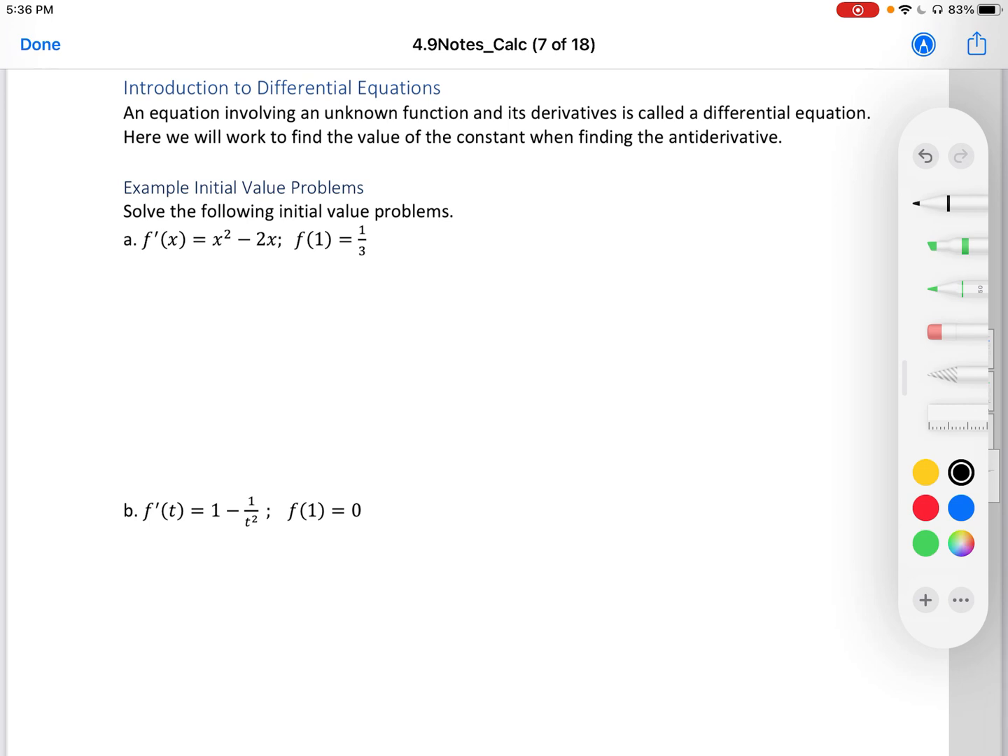All right, next we have Introduction to Differential Equations. This is a fun class when you take it in the future. Differential equations is one that people usually enjoy, or so I'm told. All right, so an equation involving an unknown function and its derivative is called a differential equation. Here we will work to find the value of the constant when finding the antiderivative. I'll do one example with you because your idea is almost the same.